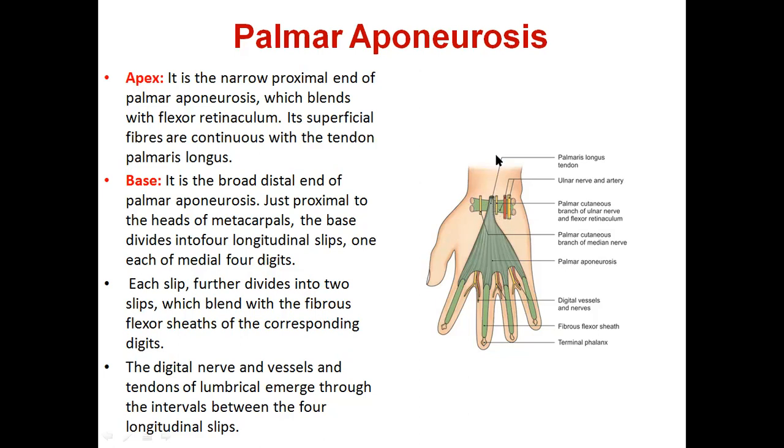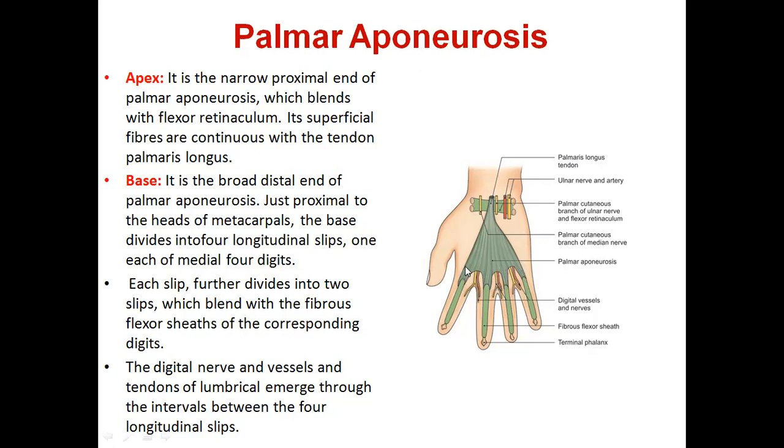That means there was one degenerate muscle in the flexor compartment, that is palmaris longus. So proximally you are finding its superficial fibers are in continuation with the tendon of the palmaris longus. Okay, then coming to this point, this is the base, which is the broad distal end of the palmar aponeurosis.